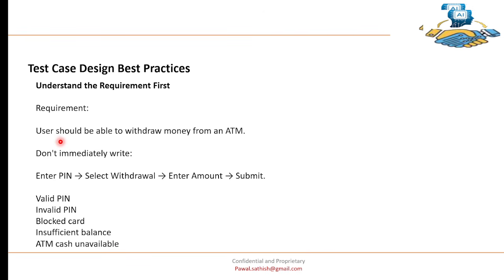Here I give one example. The requirement is: user should be able to withdraw money from an ATM. Don't start writing just: user enters the pin, selects withdraw, enters amount and submits. Start thinking: if the user enters a valid pin and valid amount, an invalid pin and valid amount, then block the card, if the user has insufficient balance, if ATM cash is unavailable. We need to think from that perspective as well. So first we need to understand the business requirement, functional requirements, and acceptance criteria. If it is mentioned in the story, then we start the test case.